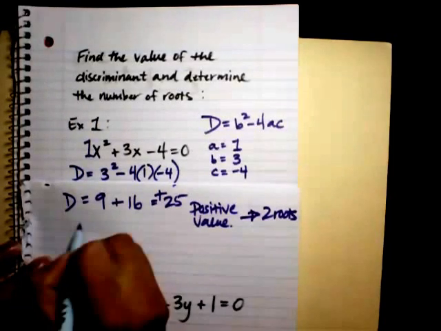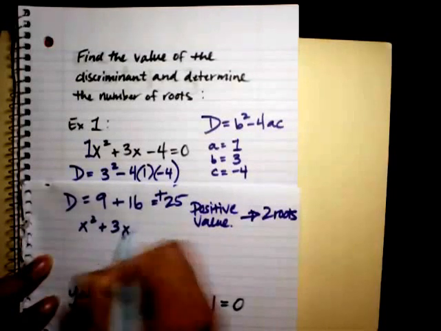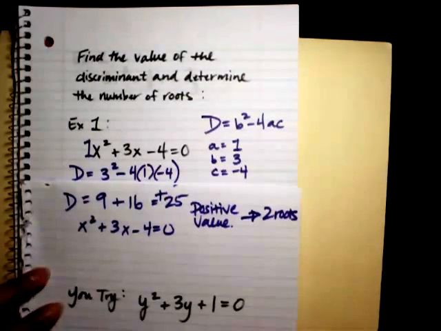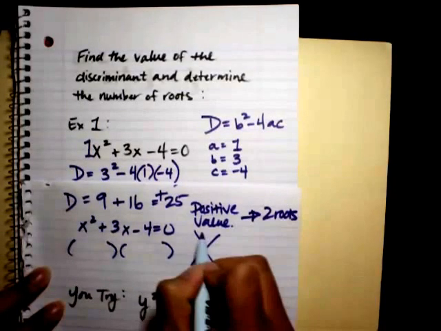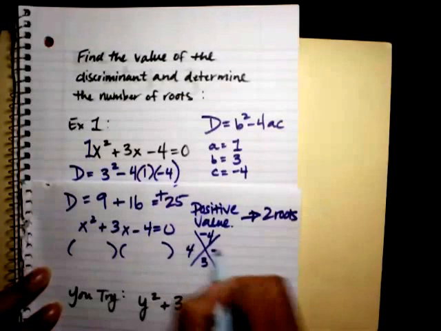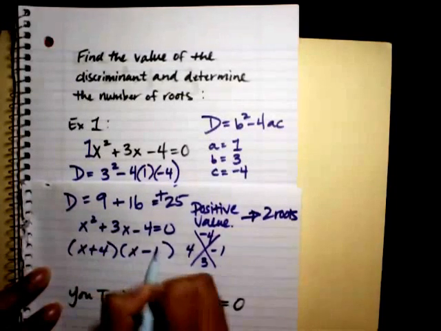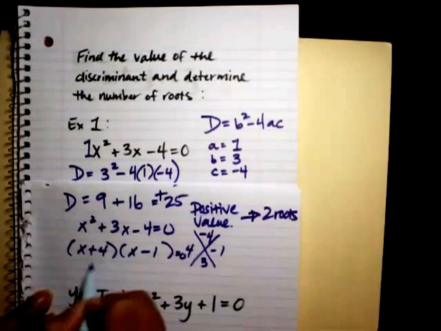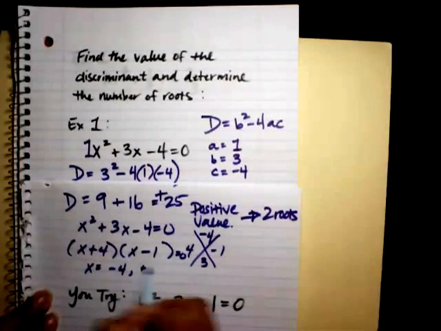Okay, so let's go back and see if we can quickly factor it out and determine our roots. This looks like something that we can factor out. Okay, we can do the x for this. You have -4 and a +3, so it looks like 4 and a -1. So x plus 4, x minus 1 is equal to 0, and we can use the zero product property, so x will be equal to a -4 or a +1.